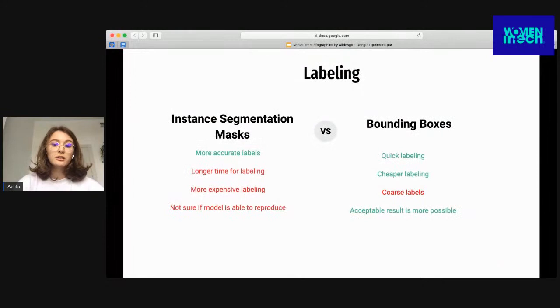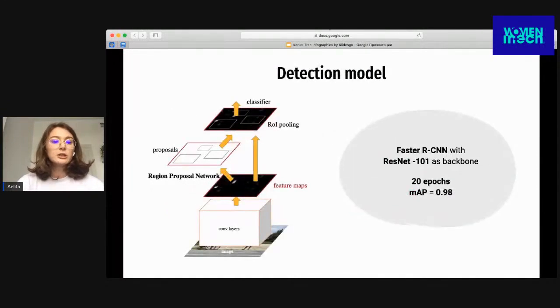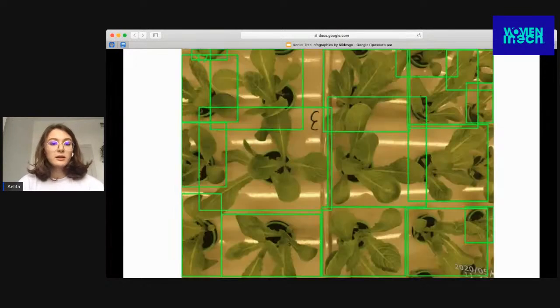Therefore, we decided to train a detection model rather than segmentation. And for this, we used Faster R-CNN and achieved 0.98 mean average precision. Here is the visualization of the model prediction of the detection model.